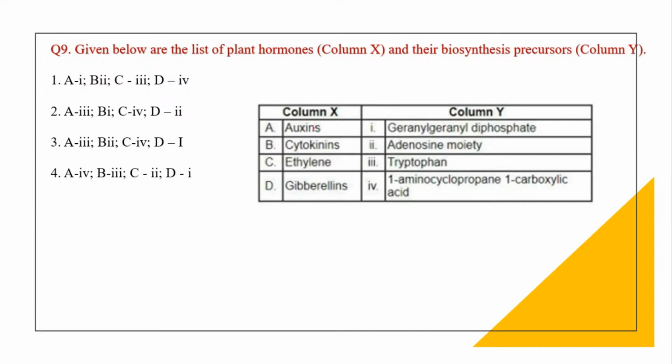So you have auxin, cytokinin, ethylene, gibberellin. Geranyl diphosphate, adenosine molecule, tryptophan, 1-aminocyclopropane-1-carboxylic acid. Okay. I got answers from Lakshmi, Sarita, Maria, Debashri, and Nagashri also. So mixed answers: 2, 3, 1. Someone has said 2, someone has said 3, someone has said 1. Anyone else would like to give any other answer or contribute to any of these answers?